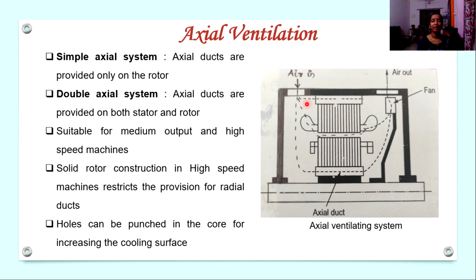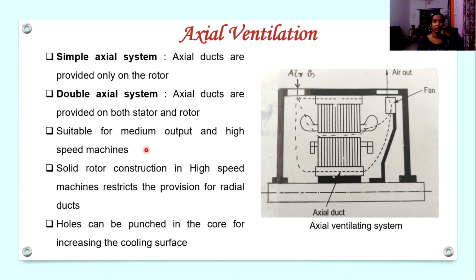So here axial ventilating ducts are present both on rotor and on stator. In this figure, a double axial system is shown. Air enters into the machine through this part. It flows through the axial ventilating ducts as well as through the air gap, and it leaves the machine through the other end. So this is suitable for machines of medium output and high speed.